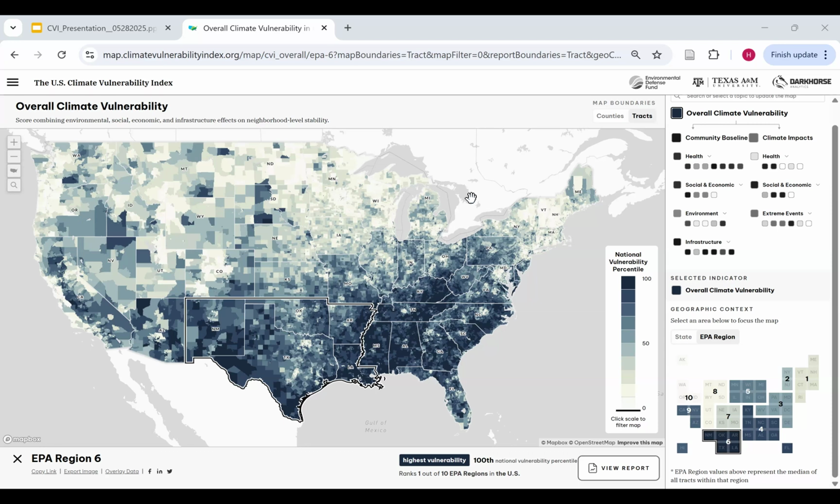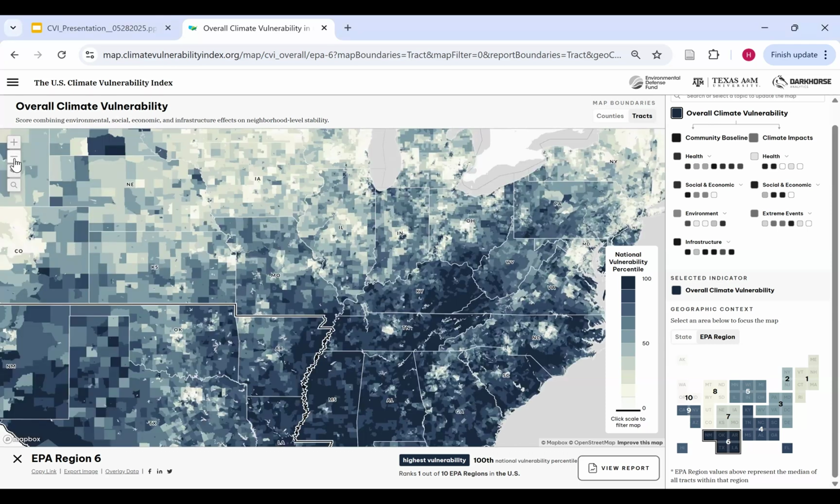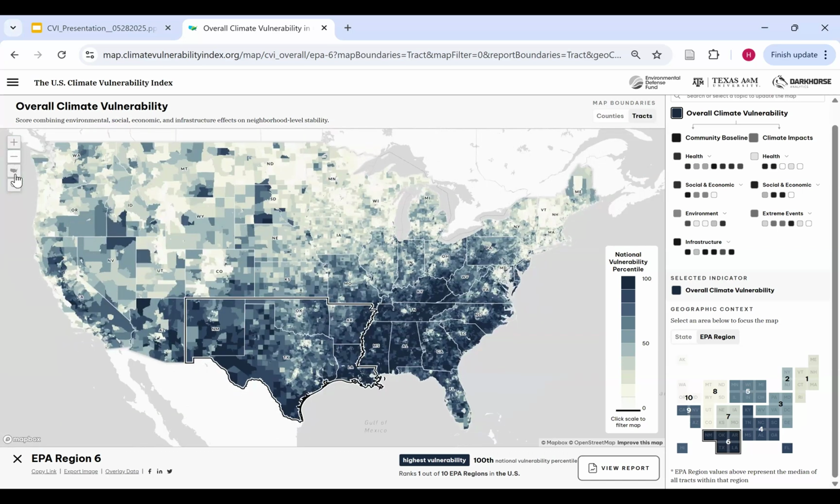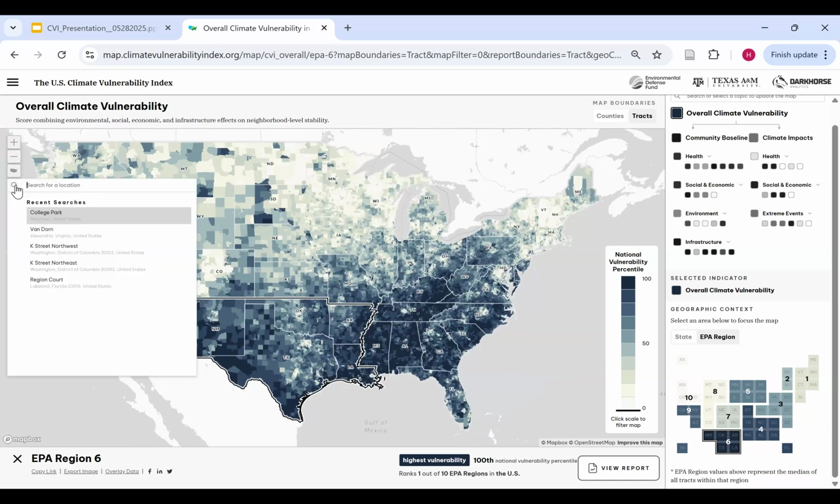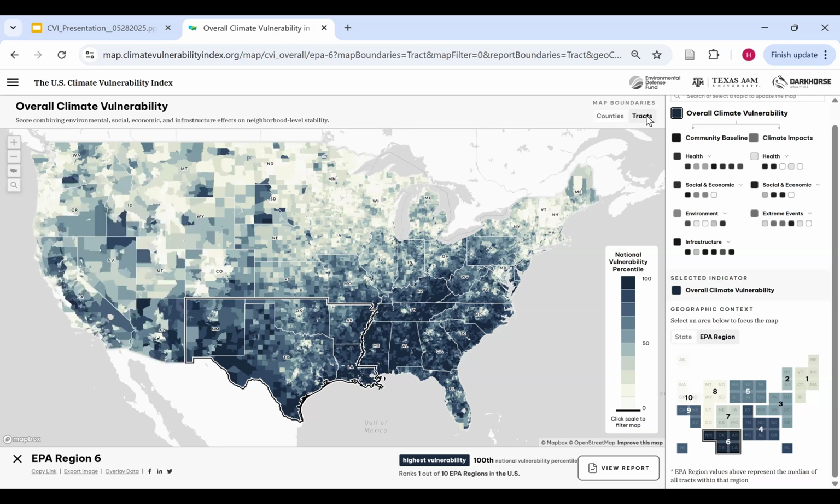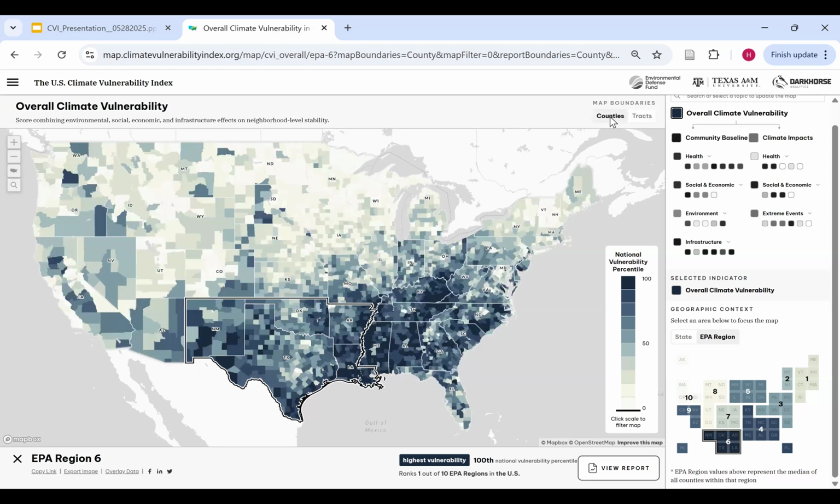So the website looks like this. As you can see, you can zoom in and zoom out to go wherever you want. You can also use the search to go and search any place in the US. You can also click counties to see your county information. You can also click the census tract and the county to see.